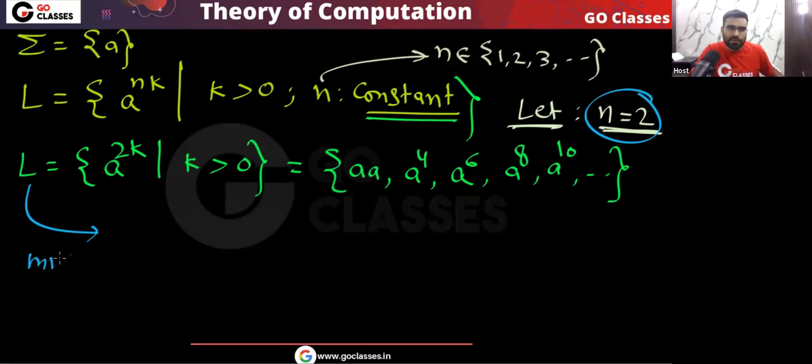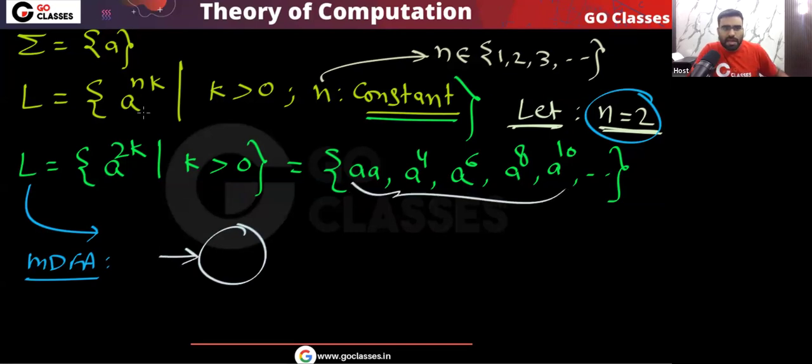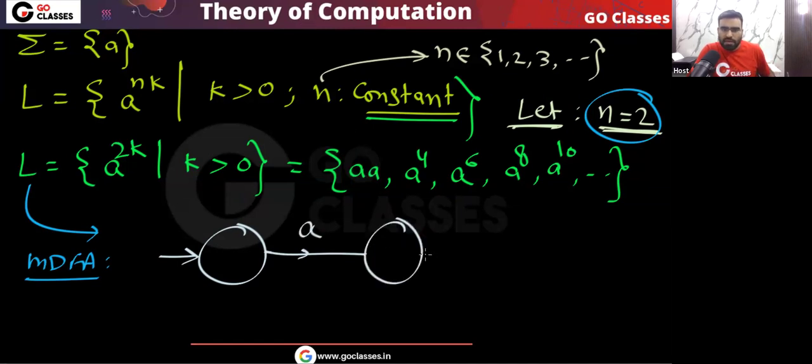Can you create the minimal DFA for this language? Very easily you can create the minimal DFA. Remember, the alphabet is only one symbol, that is a. What we want to accept is a power even, but we don't want to accept the empty string. So we don't want to accept the empty string, we want to accept a power even. So a we will ignore.